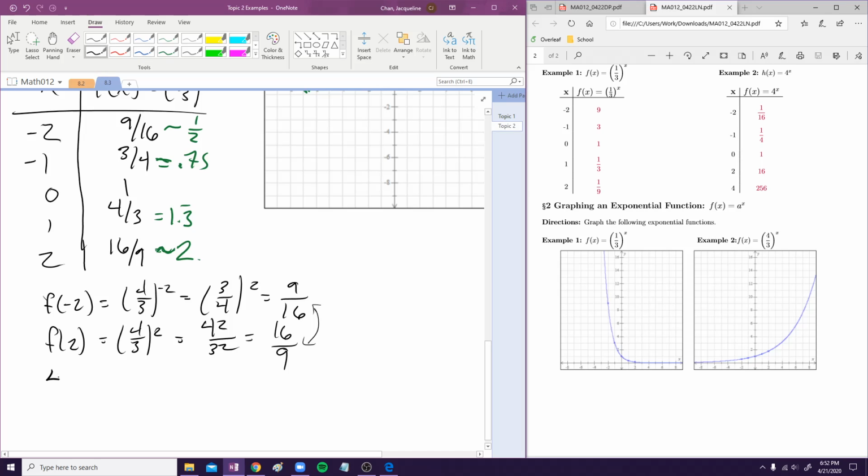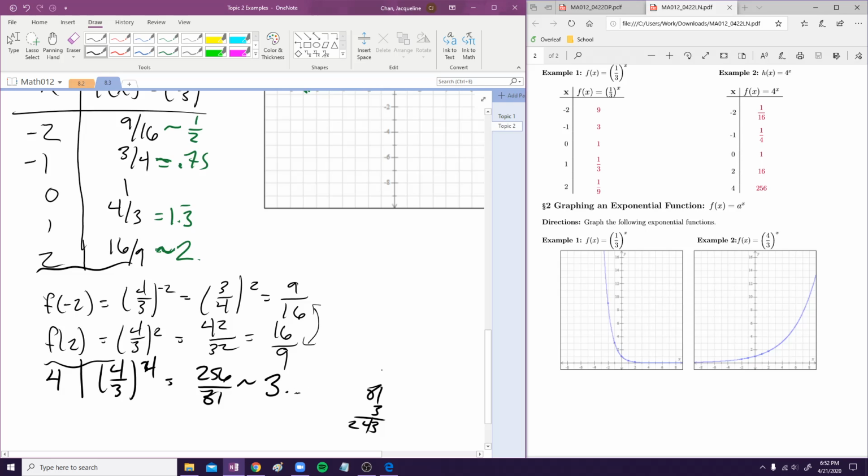So let's say we wanted to add 4. If I add a 4, then this is going to be 4/3 to the 4th. This is 256 over 81. Let's see, 81, 3. So this is approximately 3, 3 point something.